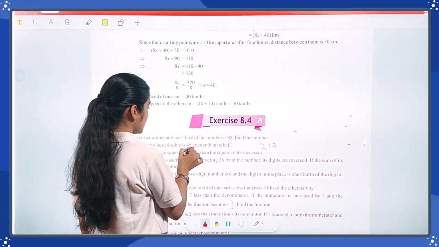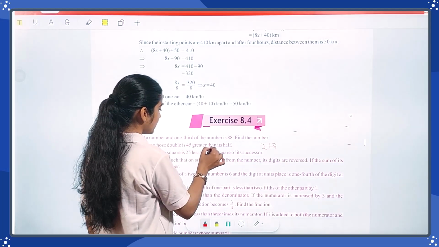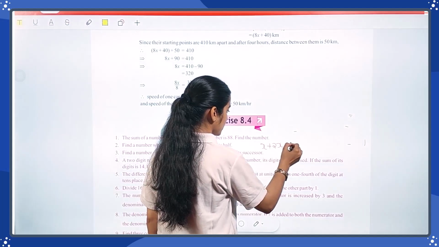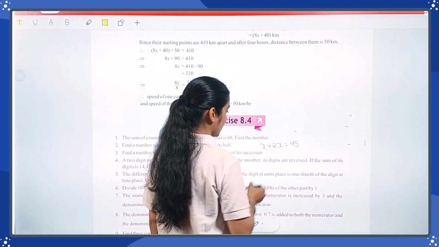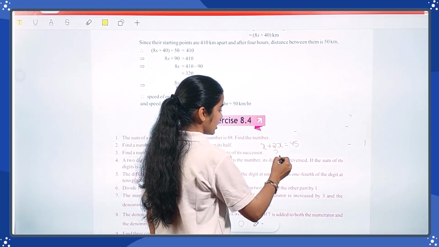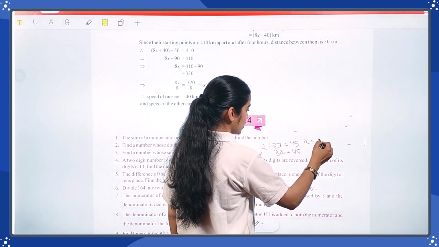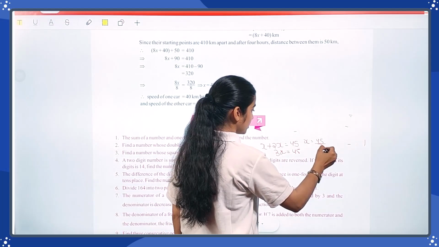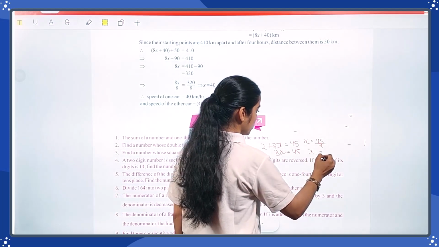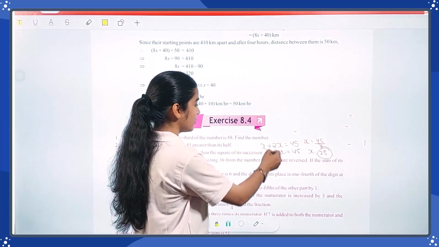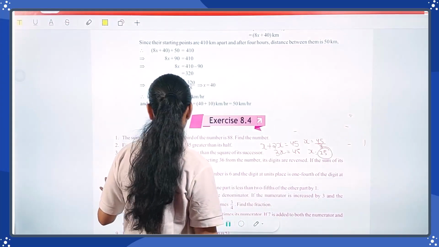Find a number whose double is 45 greater than its half. So 2x minus x/2 is equal to 45. Now this is 3x/2 is equal to 45 and x is equal to 45 multiplied by 2 upon 3, and this is 30. x is equal to 30 and half of it, 15.